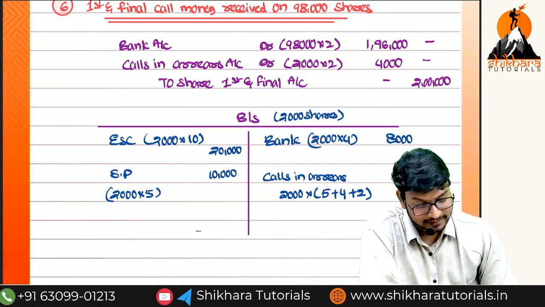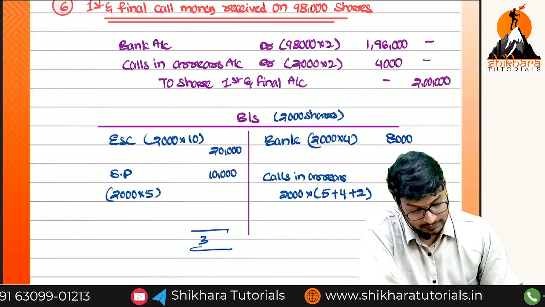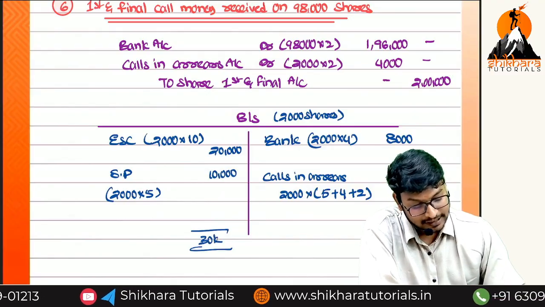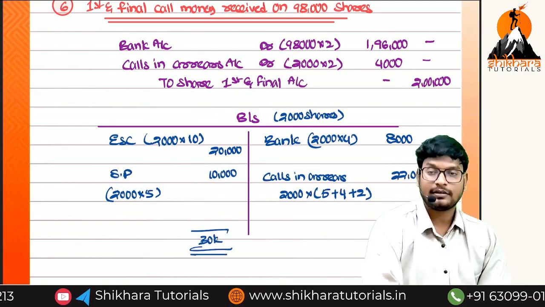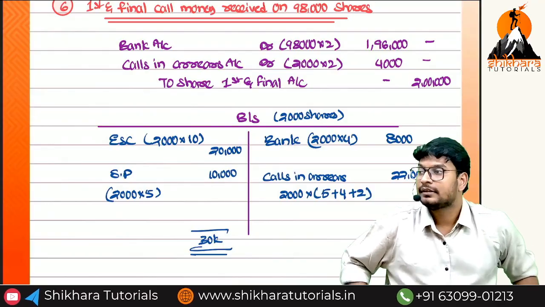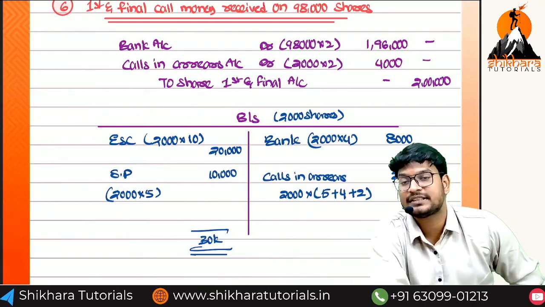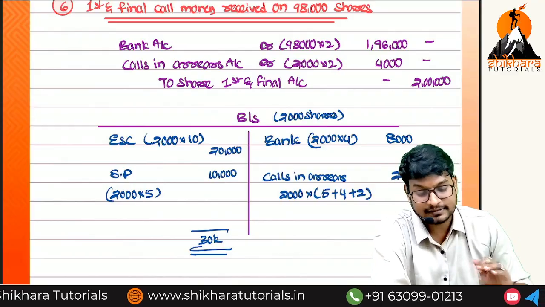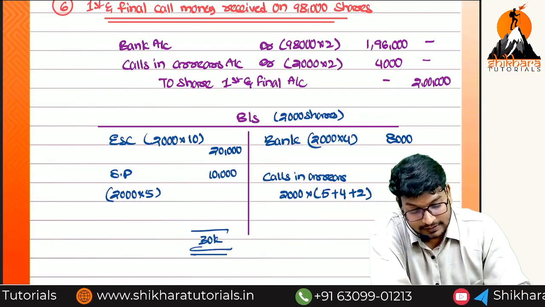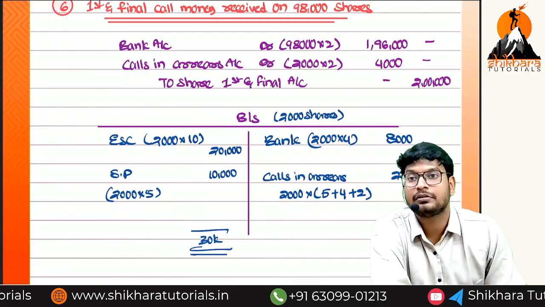Is the balance sheet tallied or not tallied? 30,000 and 30,000. Now we have to cancel all the items, but securities premium we should not cancel. Means what we have to see? We have to see whether the securities premium is received or not received. In this situation, is securities premium received or not received? Not received. That is the reason we have to cancel all the items.